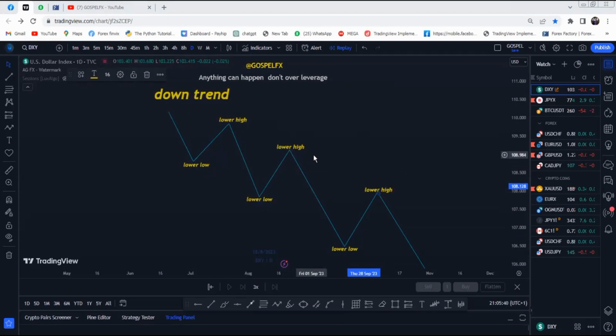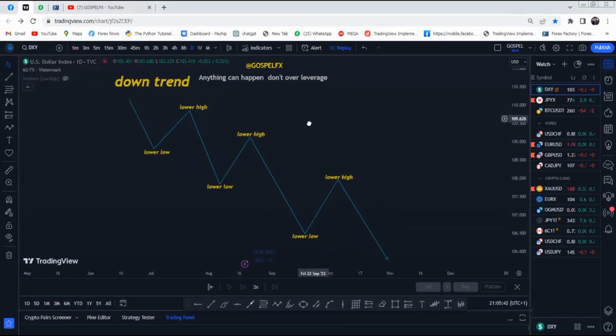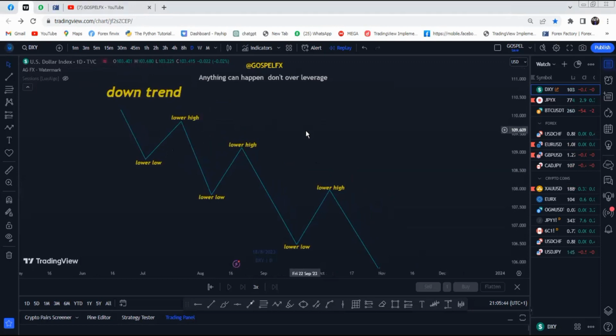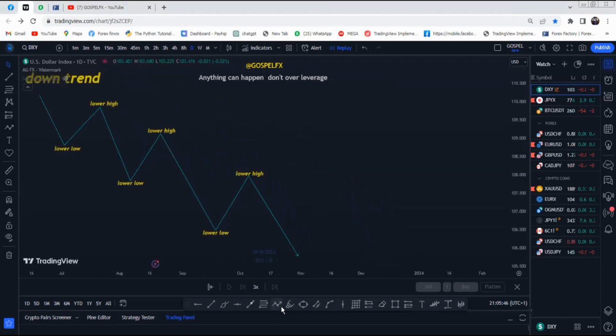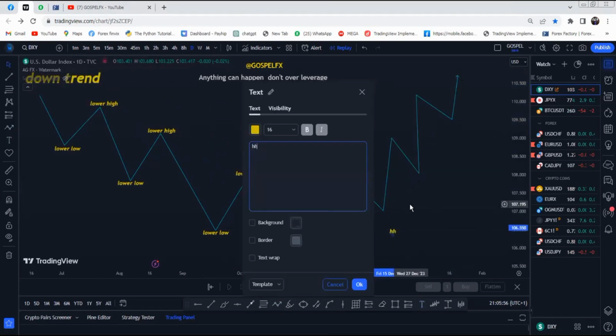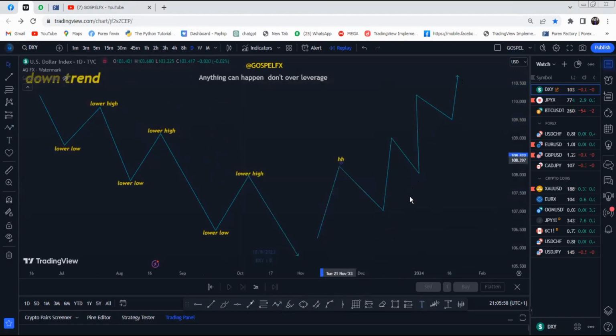Remember, for an uptrend, we are having a higher high and then a higher low. A higher high and a higher low. And the reason for that was, in an uptrend, you have something like this. In an uptrend, you have a higher high, and then you have a higher low.